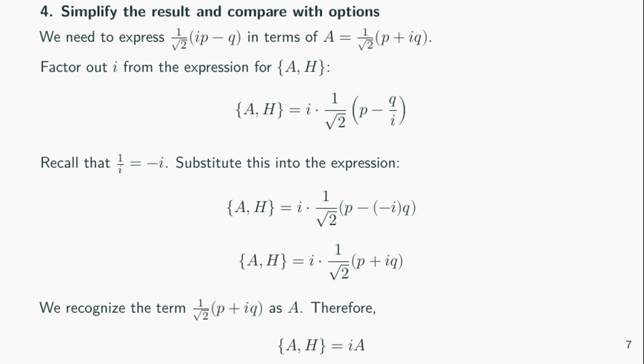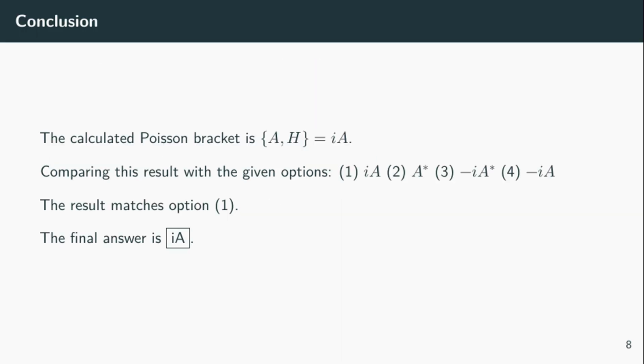So the expression becomes iota times 1 over the square root of 2 times the quantity P plus iota Q. And notice that the term 1 over the square root of 2 times P plus iota Q is exactly our original definition of A. Therefore, the Poisson bracket {A, H} is equal to iota times A. So after calculating the Poisson bracket, we found that {A, H} equals iota A.